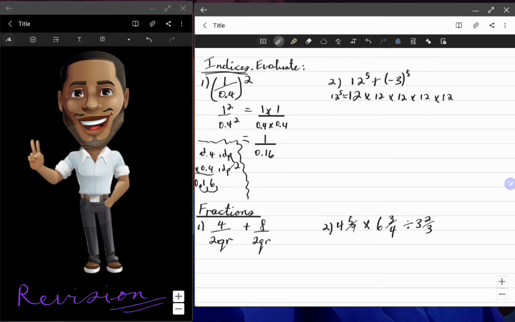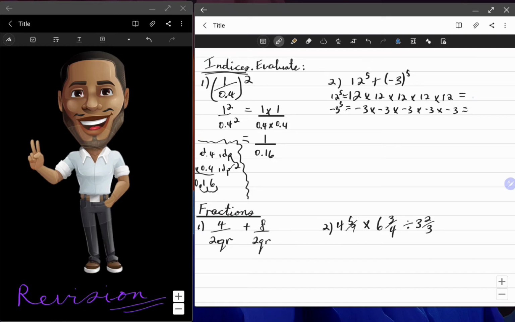But then negative 3 raised to the power of 5. We're going to do the same thing. So then we'll have negative 3 written down 5 times, being multiplied by itself. Alright, so we have a total of 5 negative 3s being multiplied by itself. So all we need to do now is evaluate.